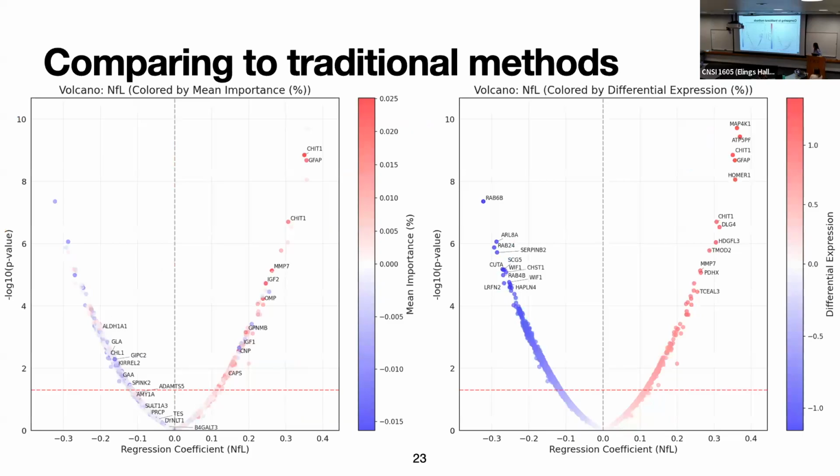This is another way to visualize a very similar thing. On the left plot and the right plot, the locations of points and axes are exactly the same. It's the coloring that's different. That might help clarify. The x-axis is each protein's regression coefficient with NFL, and the y-axis is the statistical significance. On the left, those points are colored by mean importance, and on the right, they're colored by differential correlation. Chitinase, which was important for both, is really at the top. We would have pulled it out with traditional methods, but DYNLT1 and B4GALT3 are really at the bottom. So clearly our network is learning these intricate relationships that wouldn't have been picked up by traditional methods.